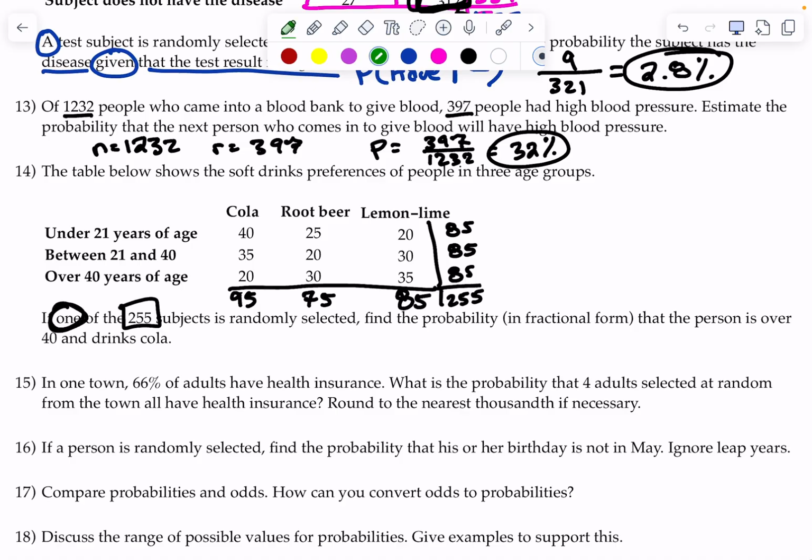If one of the 255 subjects is randomly selected, find the probability in fraction form that the person is over 40 and drinks cola. Who's that person? 20 out of 95. Just this person, over 40 and drinks cola. 20 over 255. Which, if you divide, is 4 over 51.